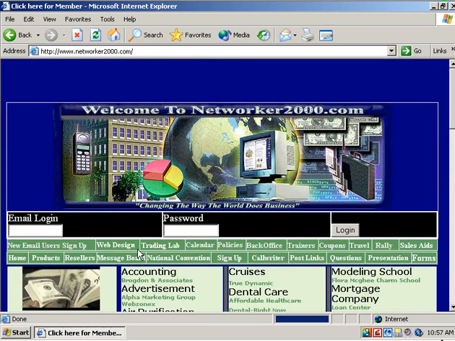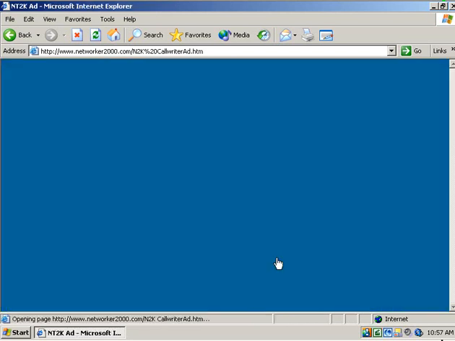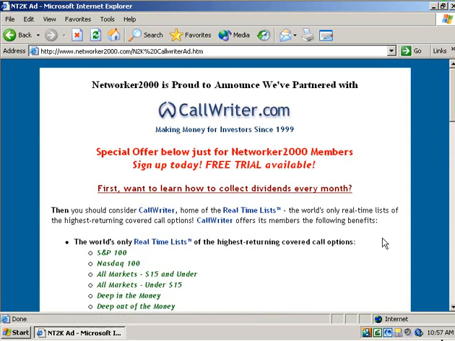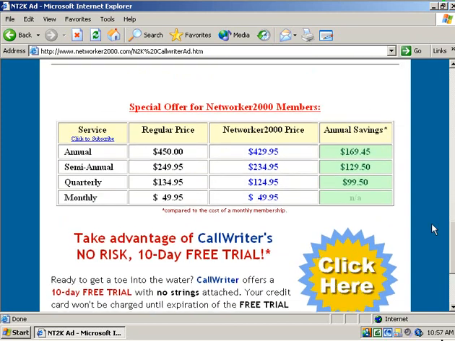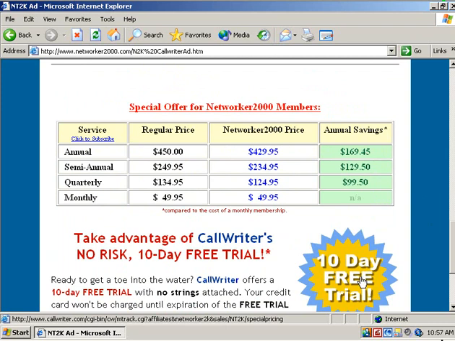From here, what we want to do is go to the CallWriter link and click on it. From there, we'll be able to see those positions that are going to give us the highest percentage of return. There is a subscription rate to CallWriter, and it's $49.95 per month. But if we scroll down, we can see where members of Networker 2000 will be able to enjoy a savings just for being a member. We also have a 10-day free trial.